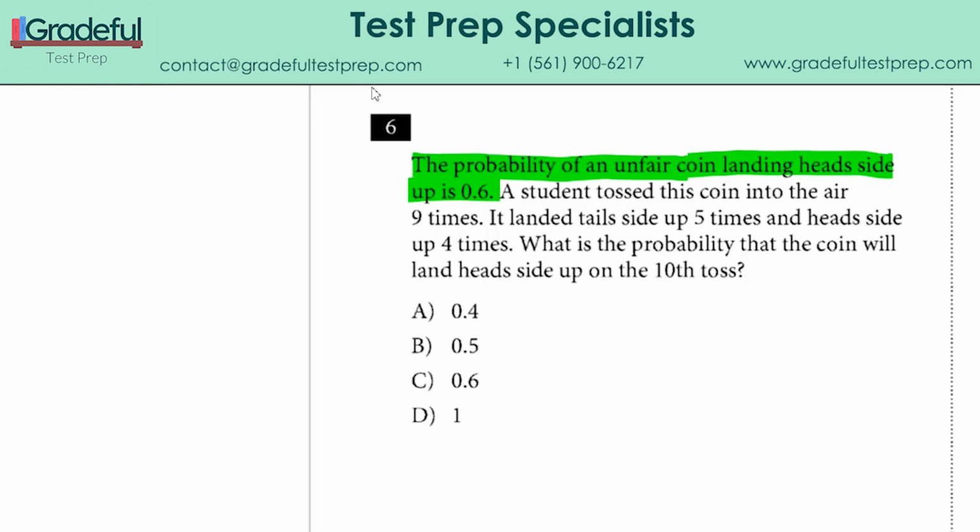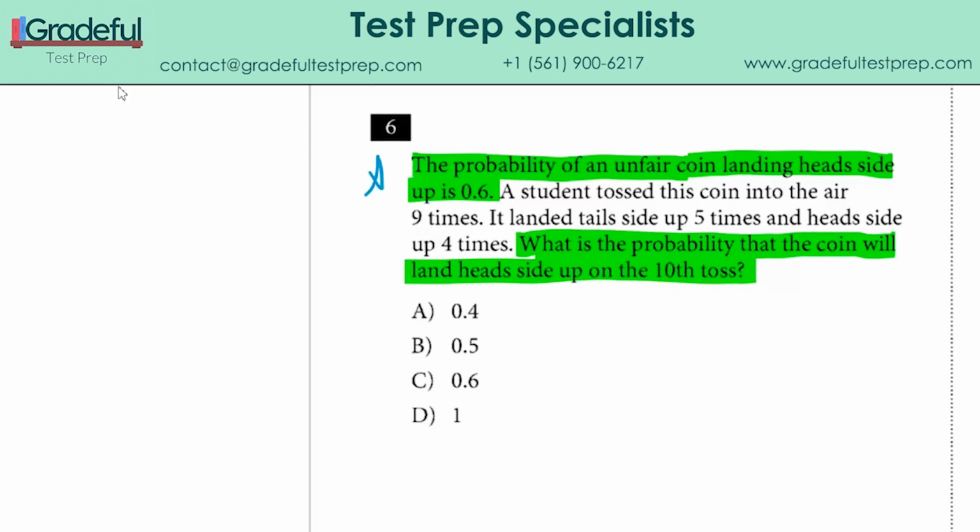The question later asks us, what is the probability that the coin will land head side up on the 10th toss? Well, we were already told that the probability of it landing head side up on any toss is 0.6, so the answer is going to be C, nice and easy. And the point here is that what happens on other tosses in no way impacts what happens on any new toss. The probability is simply the probability. So the answer for 6 is C.